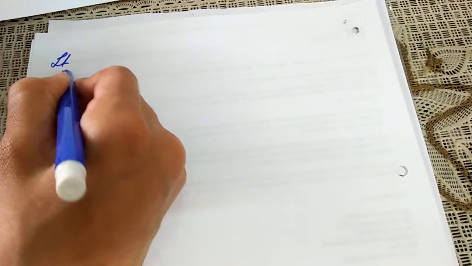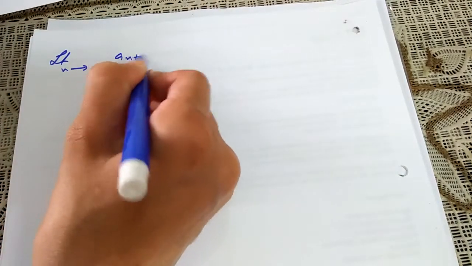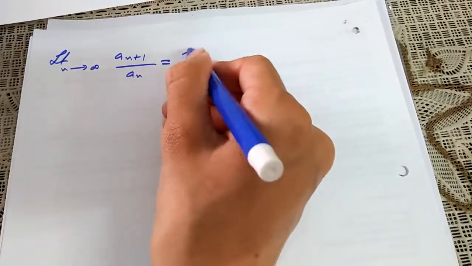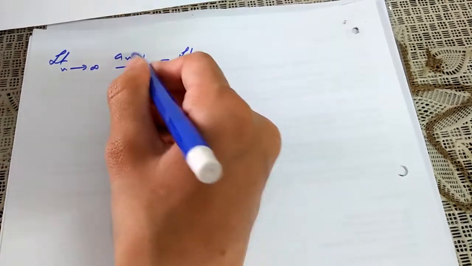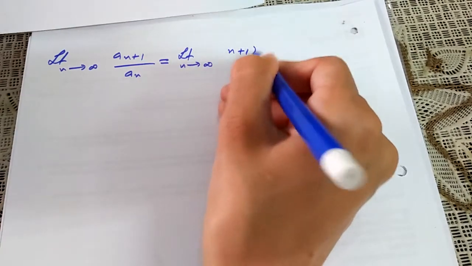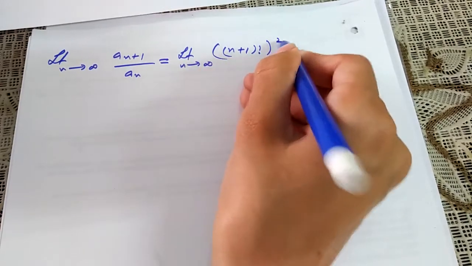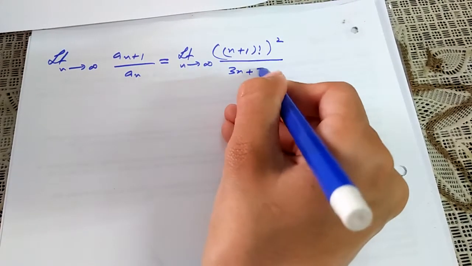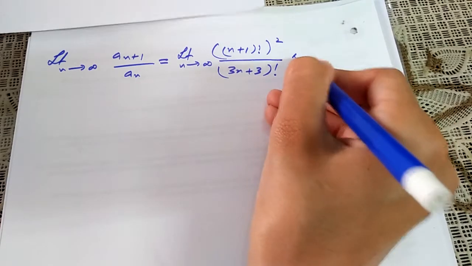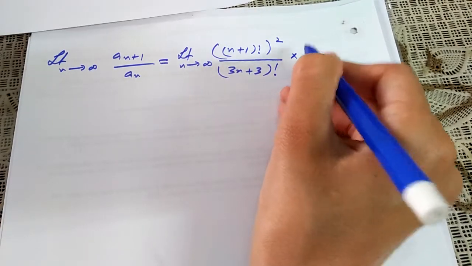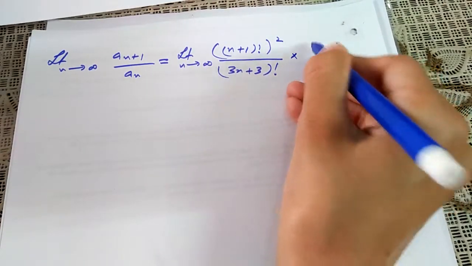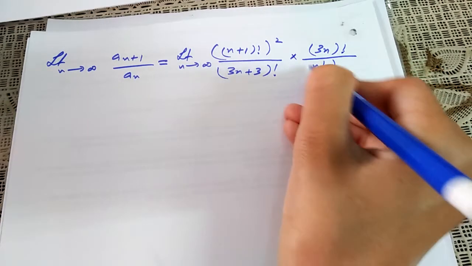Using the ratio test, you will get the limit as n approaches infinity of a_(n+1)/a_n. This will give you the limit as n approaches infinity, where a_(n+1) is ((n+1)!)² divided by (3n+3)!. After simplification, changing the division sign to multiplication, you will get here (3n)! divided by (n!)².